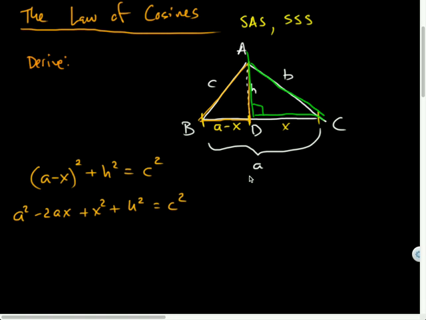It would say x squared plus h squared is equal to b squared. Am I right?